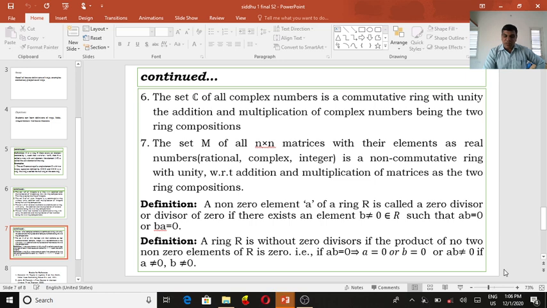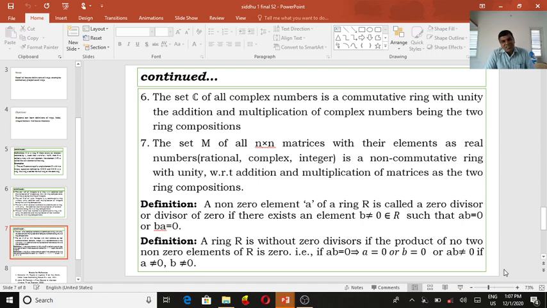So the distributive properties hold. Suppose we take z1 plus z2 equal to z2 plus z1, and z1 into z2 equals z2 into z1, because z1 and z2 are complex numbers. z1 divided by z2 is again a complex number, 1 by z2 is also a complex number. If z1 into z2 plus z3, then z1 into z2 plus z1 into z3, the distributive property holds. So in the case of complex numbers, I have given all the examples regarding the set of all integers, rational numbers, real numbers, and complex numbers.